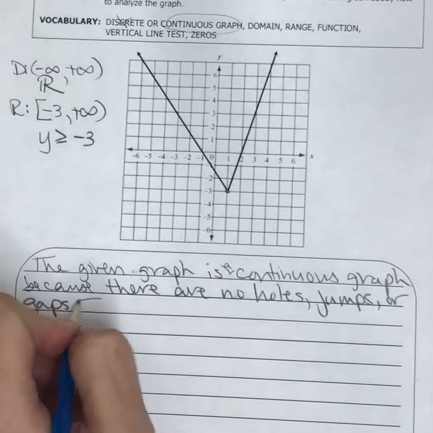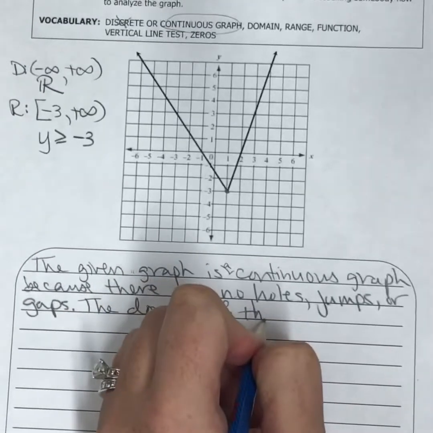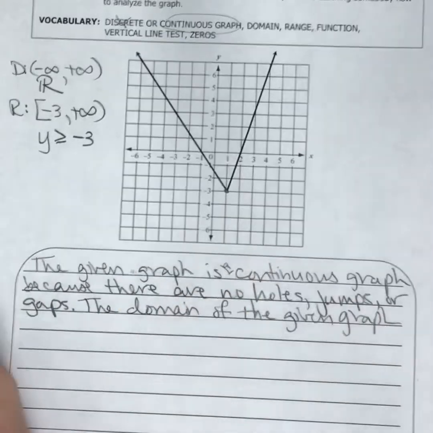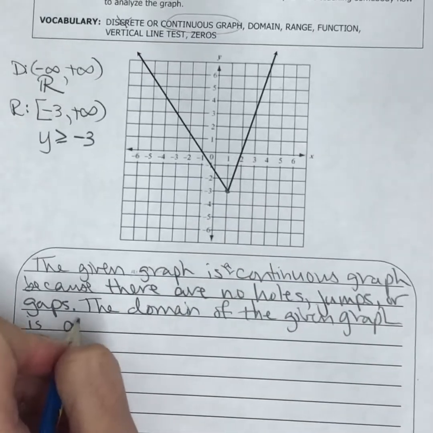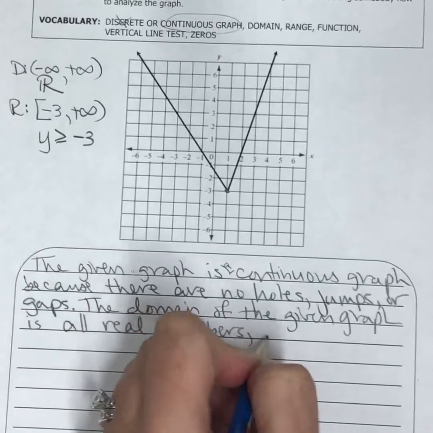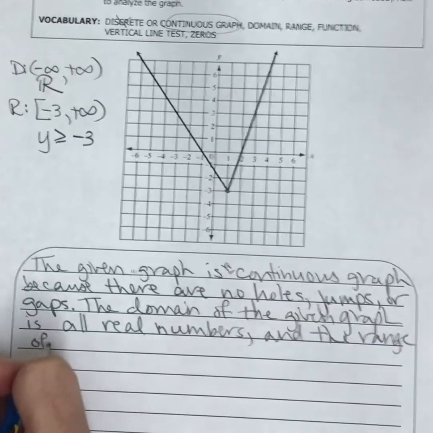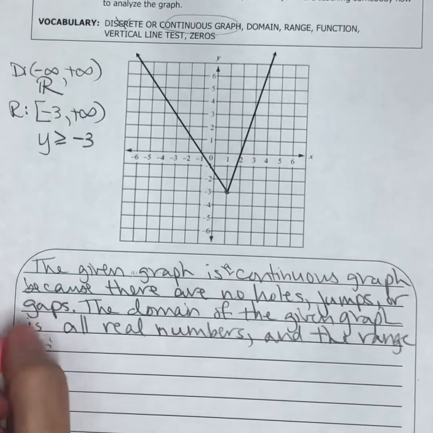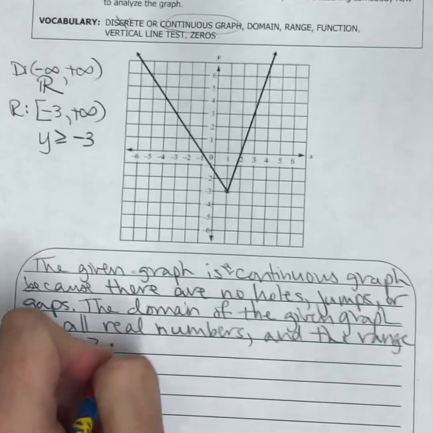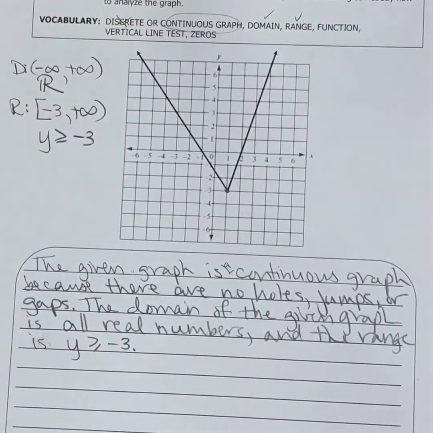So we can say the domain of the given graph is all real numbers and the range, we'll just say is y greater than or equal to -3. Okay, so basically check, we're done with this.